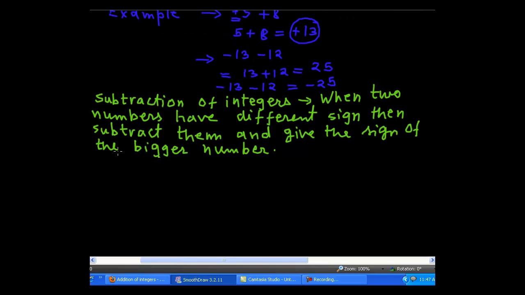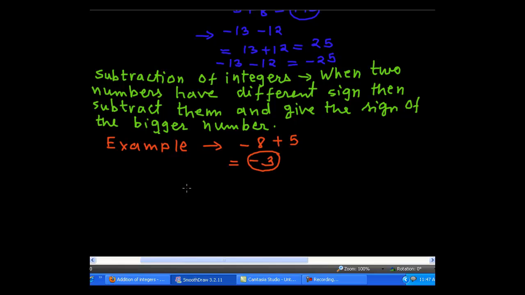For example, negative 8, positive 5. Both the numbers have different signs, so I am subtracting them. So 8 minus 5, which is 3, and the bigger number is 8, whose sign is negative, so it will be negative 3. So negative 8, positive 5 gives us negative 3.